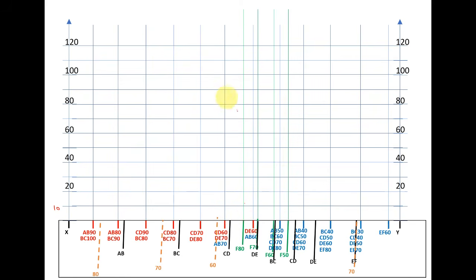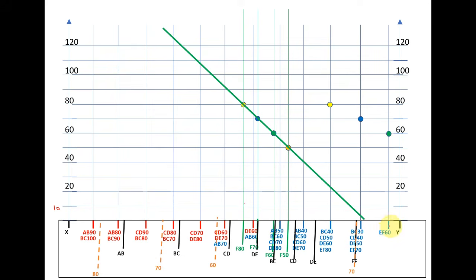So F80 on this vertical line, 80 is here. I'll mark this point, then 80, 70, 60, 50. If I pass a straight line through it, this is my fault plane, or this is my fault line. So I have marked my fault line first itself.